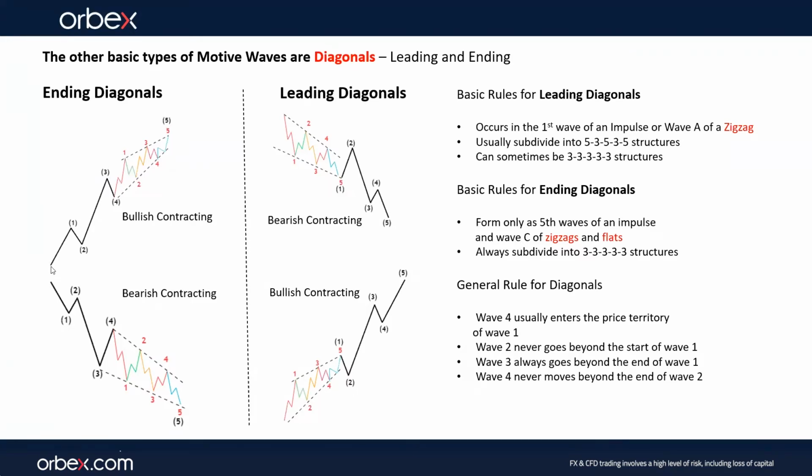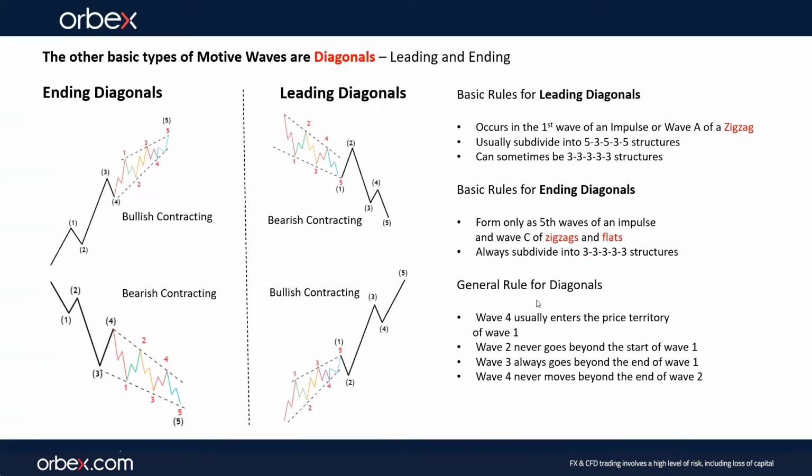So again, if you imagine this is an impulse, 1, 2, 3, 4, 5, but inside the internal structure of wave 5 in black, we are having this structure as well. So this is how we identify ending diagonals, and we know that it's coming to an end. I just wanted to point out that this is a bullish contracting and a bearish contracting. Contracting means that the diagonal is smaller at the end and bigger at the beginning. And conversely, we're looking here that the contraction is towards the wave 1 here.